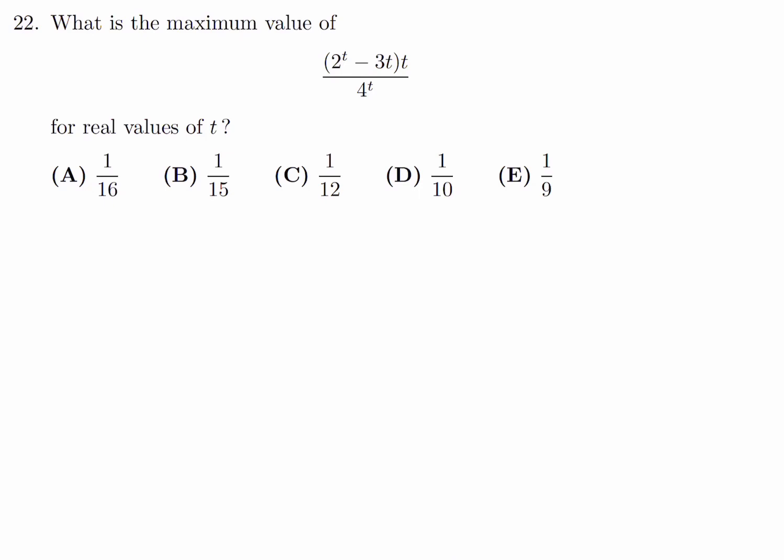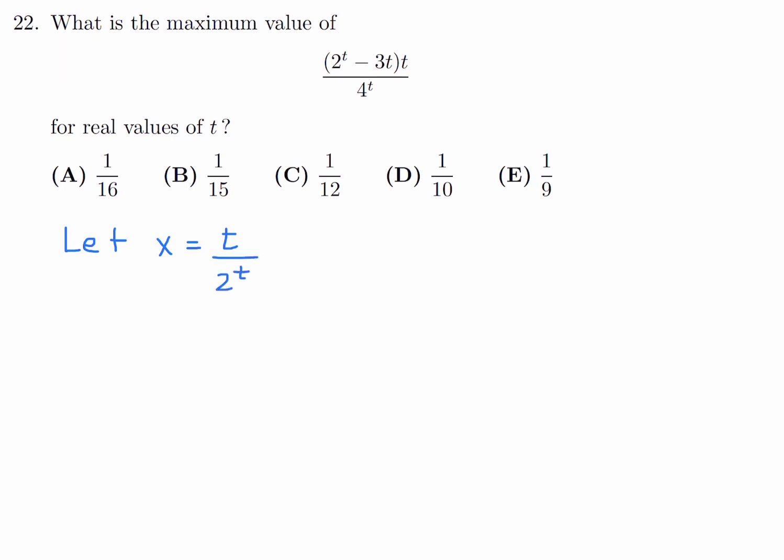What is the maximum value of 2 to the power of t minus 3t, all multiplied by t over 4 to the power of t, for real values of t? I am going to make one substitution, and that is going to be let x equal t over 2 to the power of t.